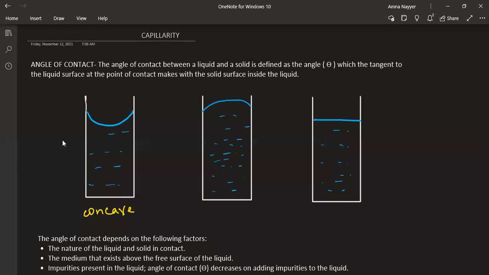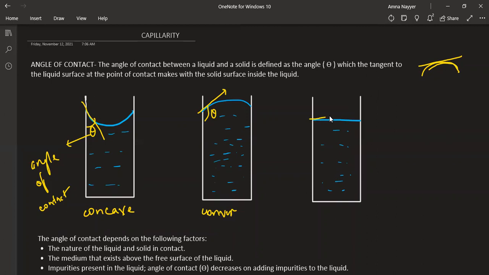So how do we calculate the angle of contact? Basically, drop a tangent. How do you drop a tangent? If this is the curve, then the tangent is drawn like this. In the same way, drop a tangent and see whatever angle it makes with the container. This theta is known as the angle of contact. If you drop it here, this becomes theta, which is the angle of contact for convex.